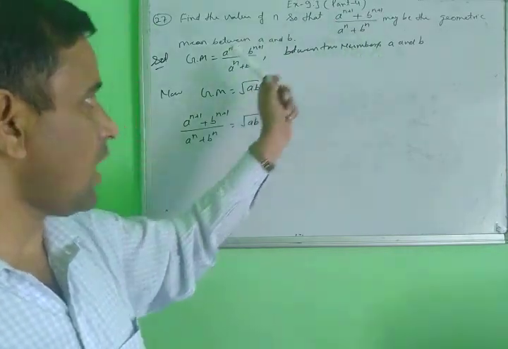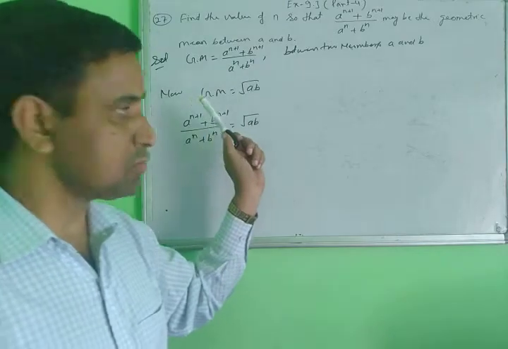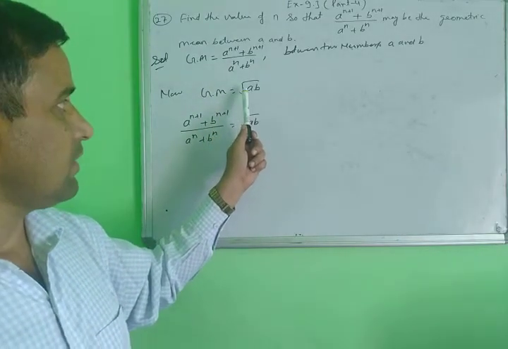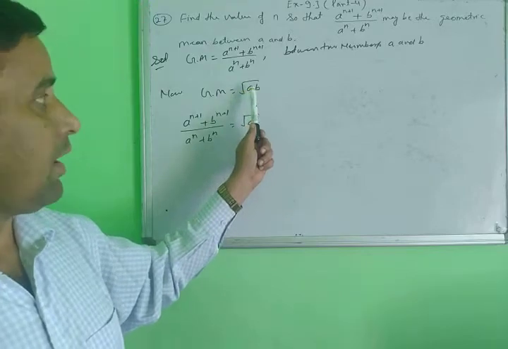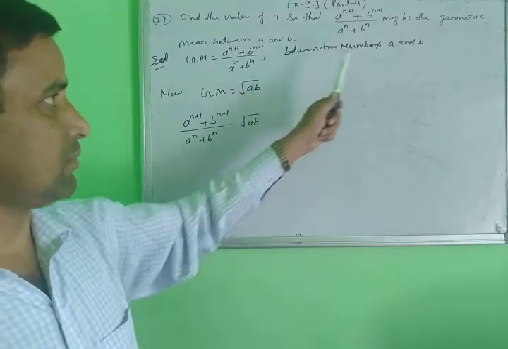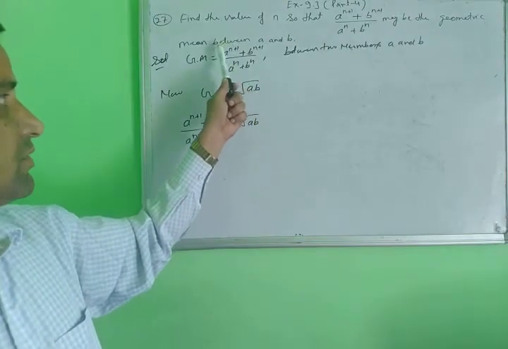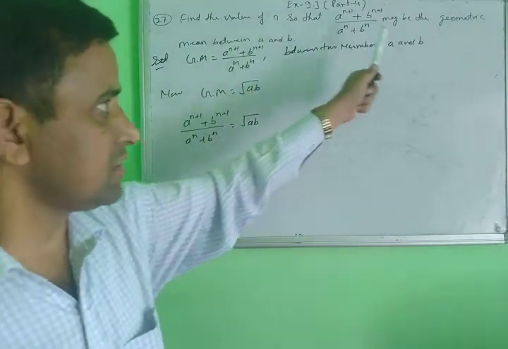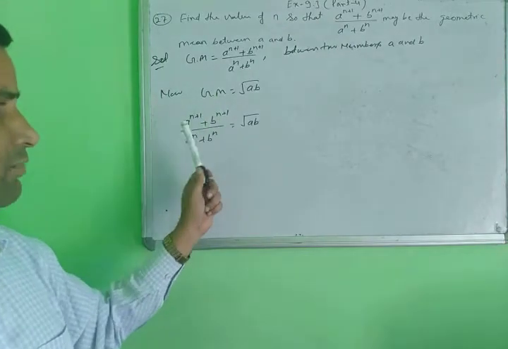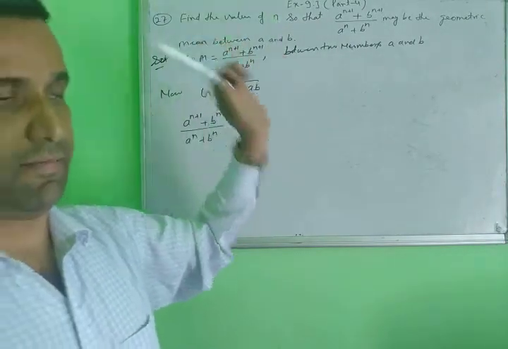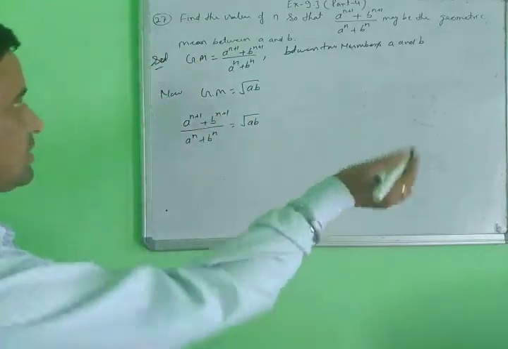According to the identity of the geometrical mean, the geometrical mean is the square root of the product of both numbers. The numbers here are a and b, and this is the geometrical mean of the given numbers. Then put the value of the geometrical mean. After that you calculate, then find the value of n. Yes, now start.